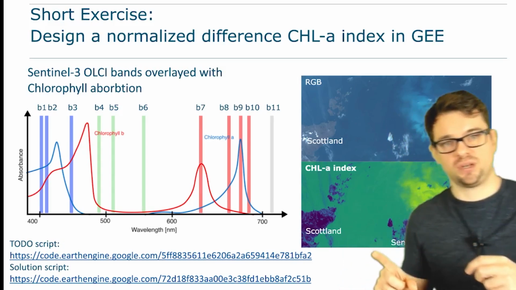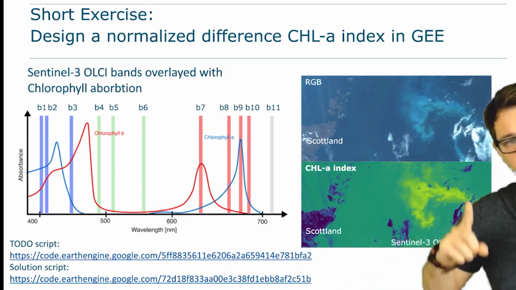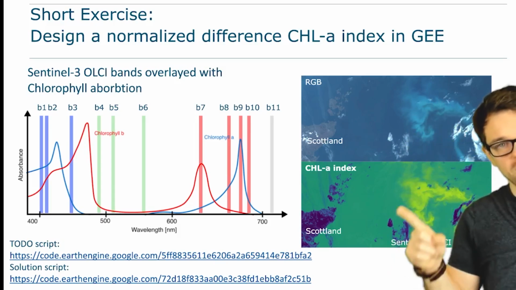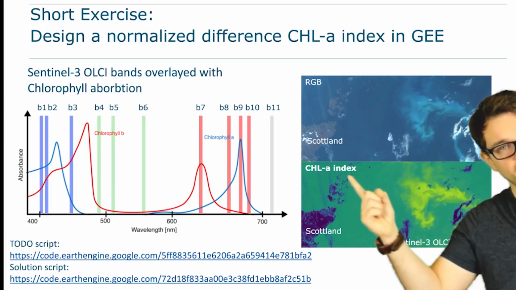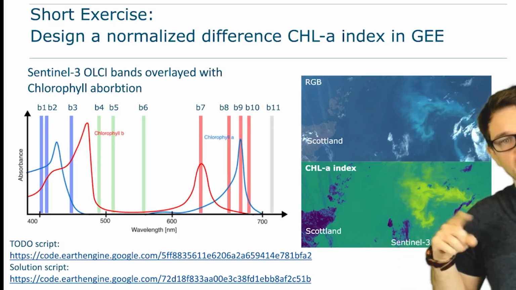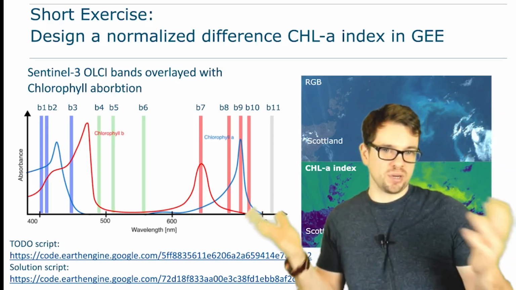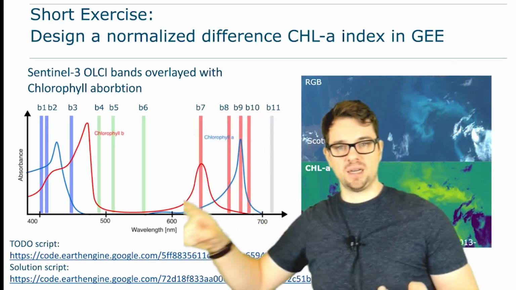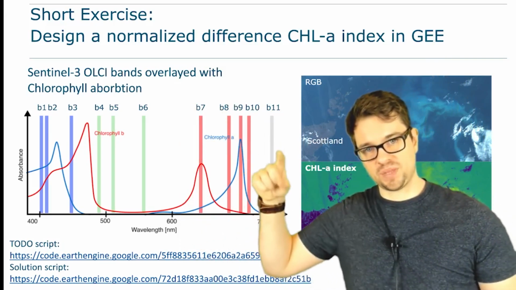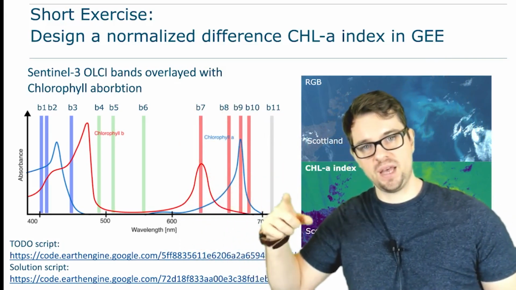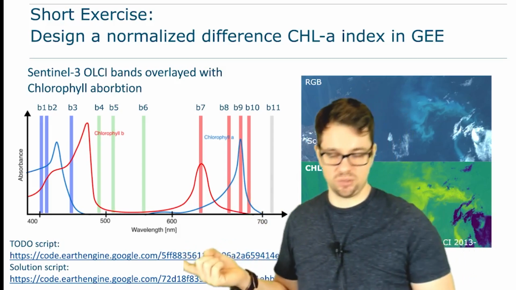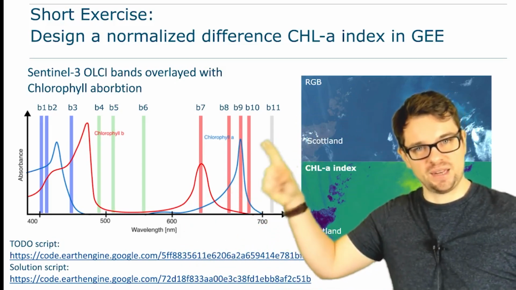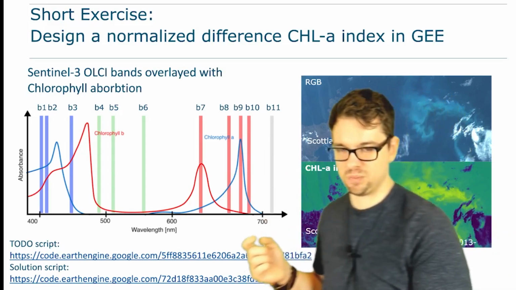The key point here is that we have this algal bloom in the North Sea that is a bit visible in true color, but it's much more visible when you design a specific chlorophyll A index. And how to design this? I mean, you can look up the literature, but the key point is basically to analyze the spectra that you have, with the absorbance of chlorophyll A, and then choose the bands accordingly that you think may be particularly helpful in identifying the chlorophyll A in the first place.